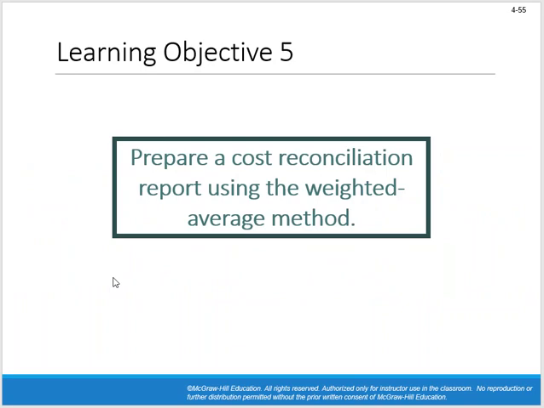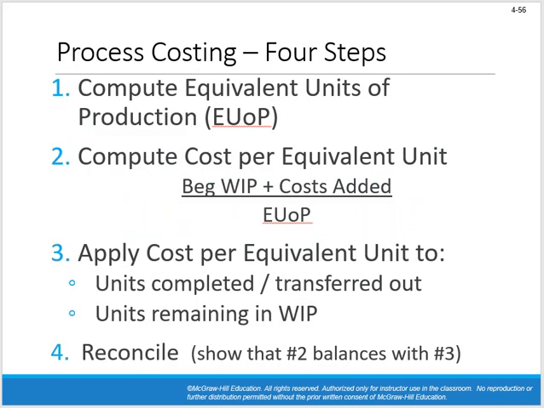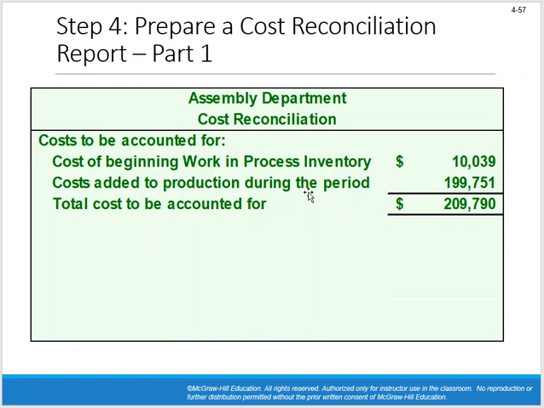And finally, step 4, we need to reconcile. Essentially what we're saying is that we need to prove that all of our costs have been accounted for. And essentially what we're going to be showing is that our costs from step 2, materials and conversion, balance with all of our costs that we applied in step 3. So let's take a look at how this works. So our total cost to be accounted for, the cost of our beginning WIP was $10,039, and our cost added to production during the period was $199,751. And we can go back and find where we got those numbers from.